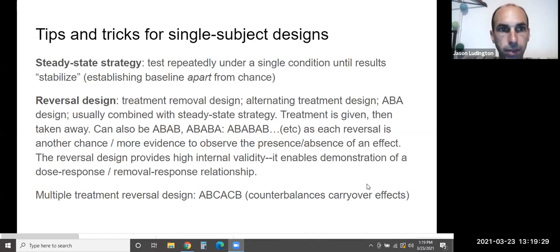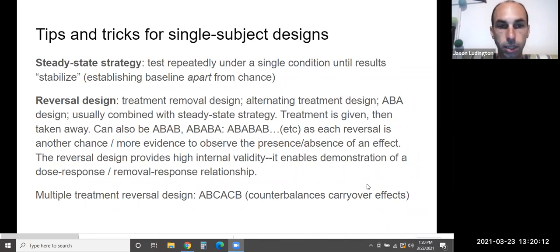So when we do these reversals, where we go from A to B or B to A, that means from no treatment to treatment and then treatment back to no treatment. Each time we do this, we get more evidence in our observations to witness the presence or absence of an effect of the treatment. The reversal design provides high internal validity. It enables the demonstration of a dose-response relationship, or the dose and removal of dose response relationship.